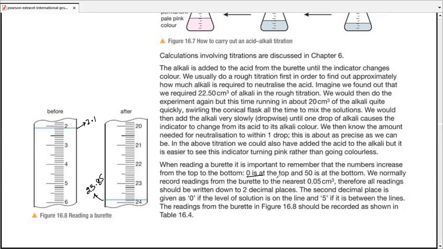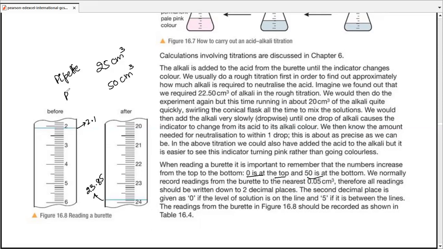0 is usually at the top, 50 is at the bottom. The burette is bigger than the pipette. The pipette is usually 25 cubic centimeter, and burettes are usually 50 cubic centimeter. Both the pipette and the burette.